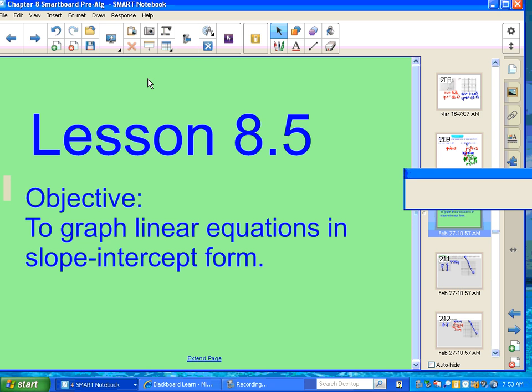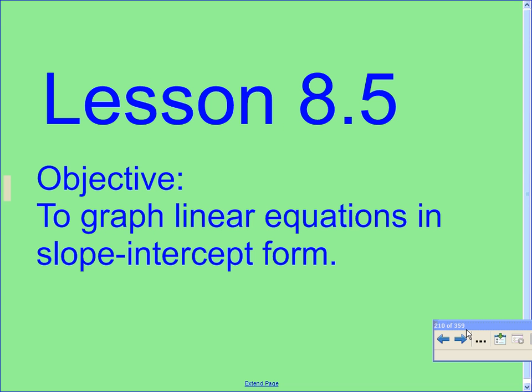Okay, in your notes, page 16, we are going to talk about lesson 8.5 today, which is graphing linear equations in slope-intercept form. In my mind, this is the most efficient way to graph. I like it the best out of all the ways we've learned. Before we get into the warm-up, if you did not finish your test corrections, that's going to be part of your homework tonight. If you have questions on them, I'll take care of those at the end of class.